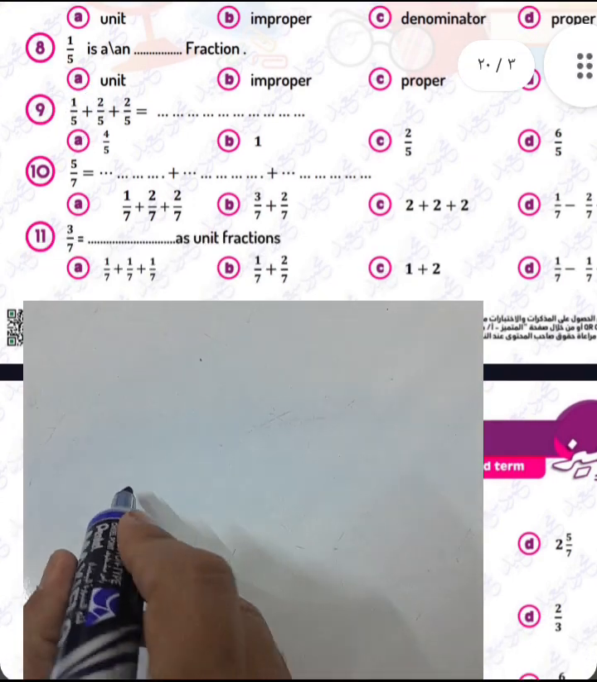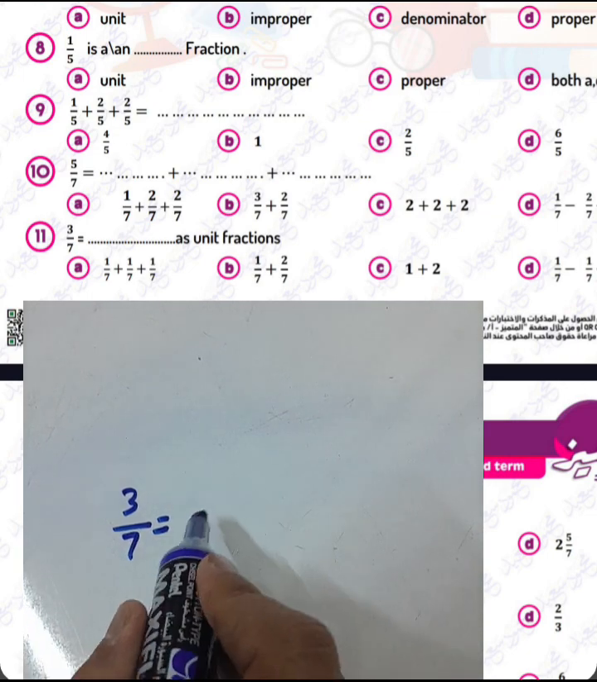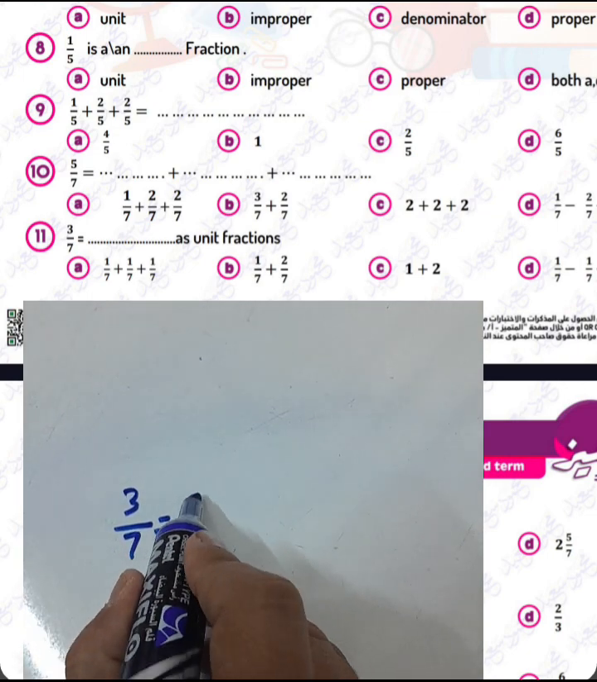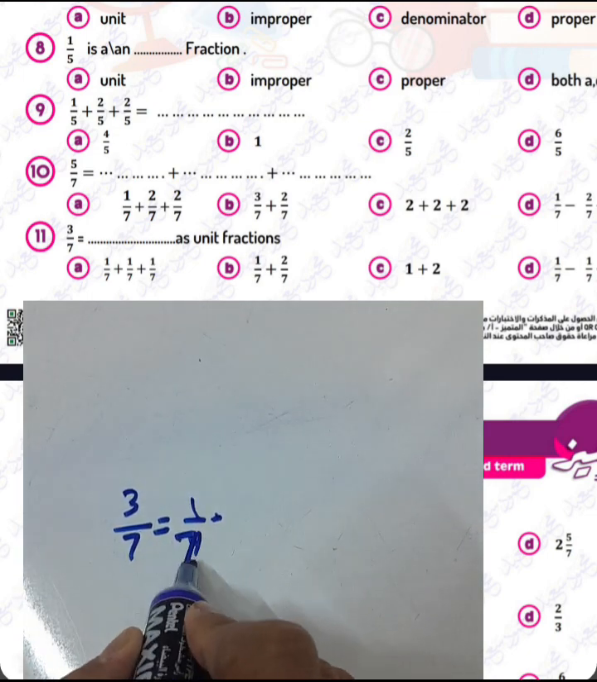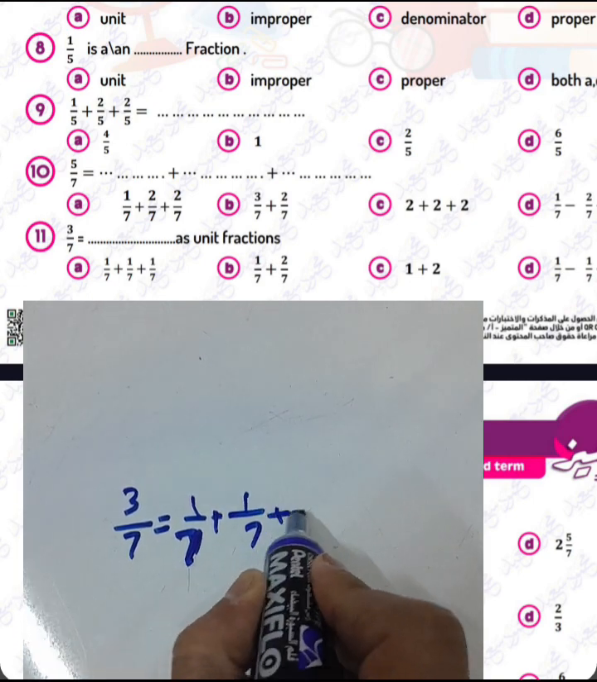Next example, 3 over 7. As a unit fraction, we can write 1 over 7 plus 1 over 7 plus 1 over 7.